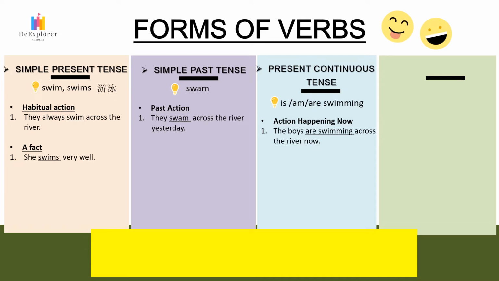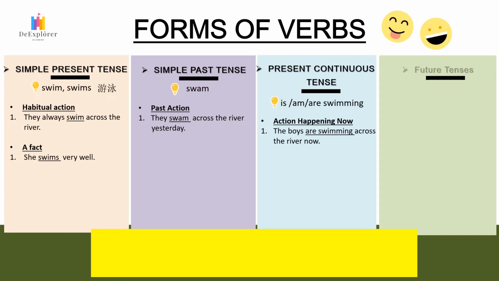See, the boys are, many boys. So use are. Am is used for I am. He is, she is, it is. You are, we are, they are. So the boys, they, so are swimming across the river now. So action happening now. 现在正在游过那条河.